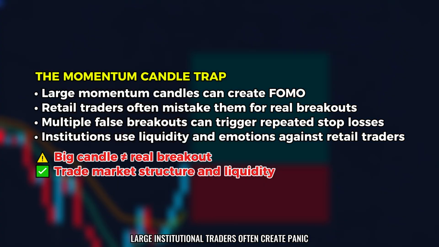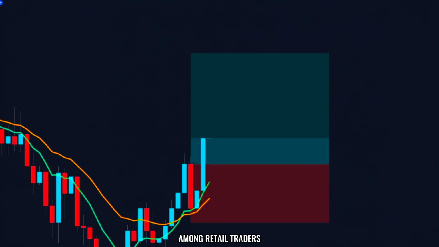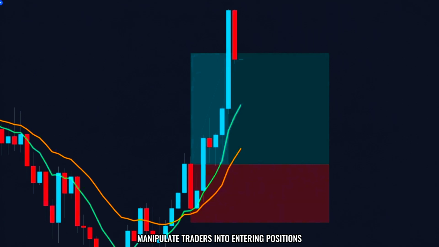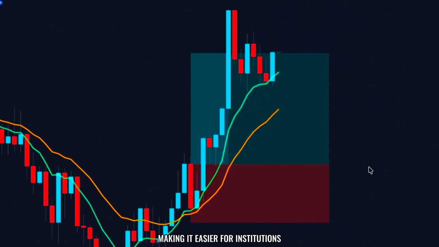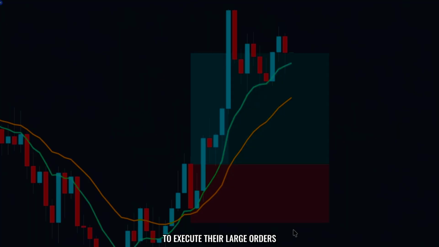Large institutional traders often create panic and fear of missing out, FOMO, among retail traders. These candles are used to emotionally manipulate traders into entering positions at the wrong time. As retail traders rush into the market, liquidity is generated, making it easier for institutions to execute their large orders.